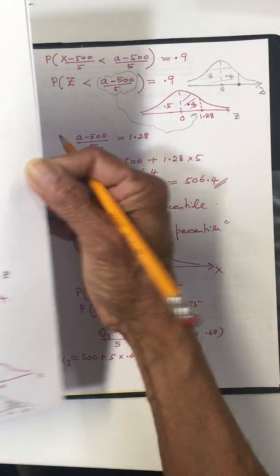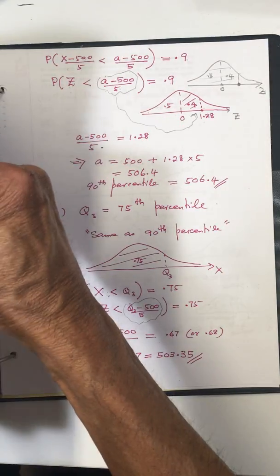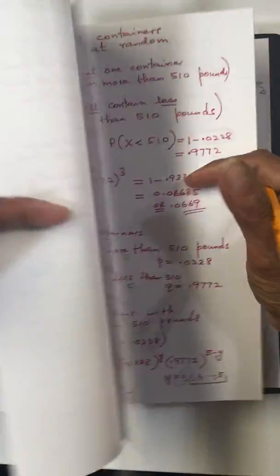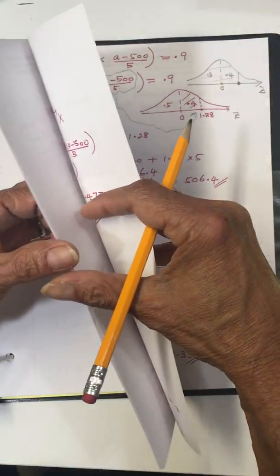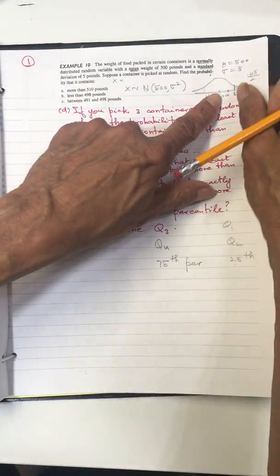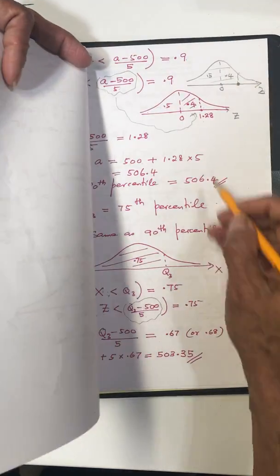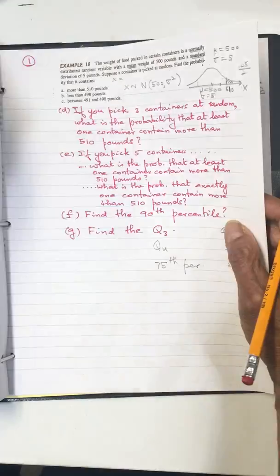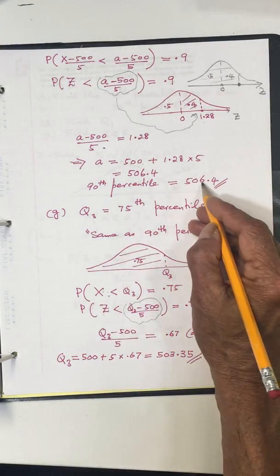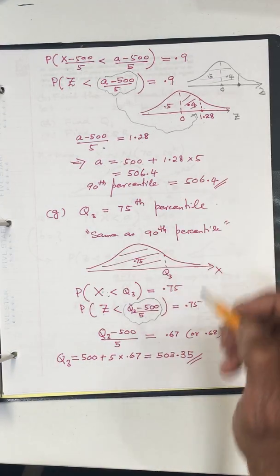In other words, if you look at the original population, the 90th percentile is going to be exactly that. Below that value, 90% of the values are below that value.